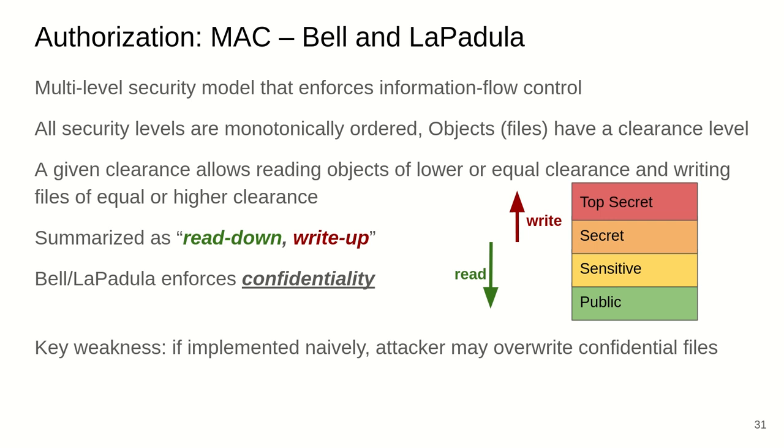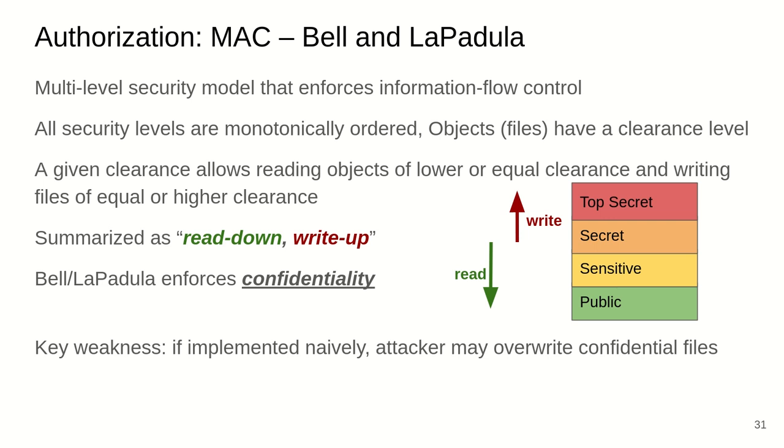This requires that all security levels are monotonically ordered, and each object or file has a clearance level. A given clearance allows you to read objects of lower or equal clearance and write files of equal or higher clearance. For example, if you have secret clearance, you're allowed to read secret, sensitive, and public files, and you're allowed to write secret and top secret files. And if you think back to the CIA triad, this enforces confidentiality.